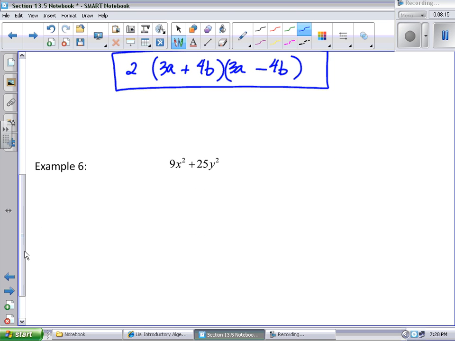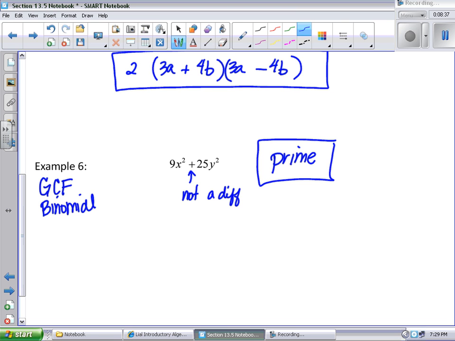Example number 6. Do we have a greatest common factor? The answer here is no. We have a binomial. Is this a difference of 2 squares? The answer is no. It's not a difference. That tells us that this one is prime, or it is not factorable.